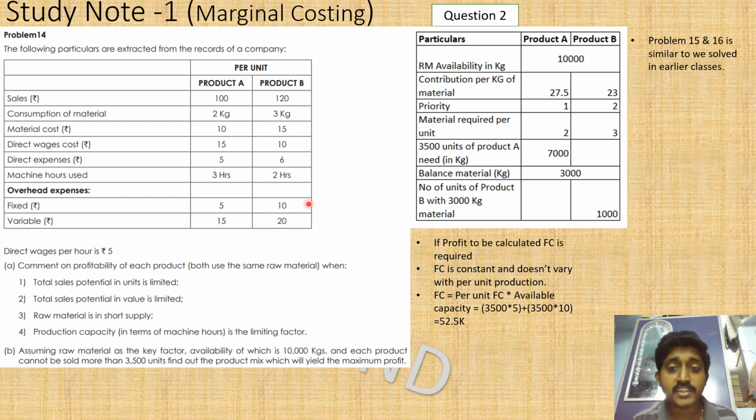How will you reduce the fixed cost? That also we can find here. Here they have given a maximum of 3,500 units, and 3,500 units can be made of product A and product B. So only the fixed cost per unit is given, so multiply it by the capacity. So 5 rupees per unit multiplied by 3,500, the maximum capacity, and 10 rupees per unit multiplied by 3,500, the maximum capacity, will give you the fixed cost.